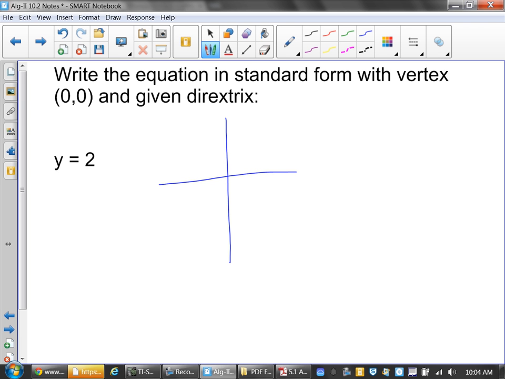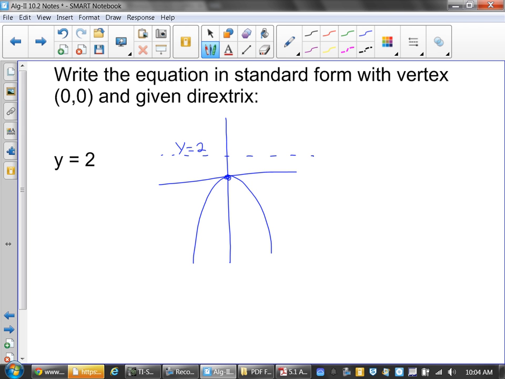Y equals 2. What kind of line is y equals 2? It's horizontal, not vertical. Yeah, that's good. It's a horizontal line. So if my directrix is a horizontal line at y equals 2, what direction is my parabola opening? It's opening downward, because it's behind the vertex. It's going down this way.